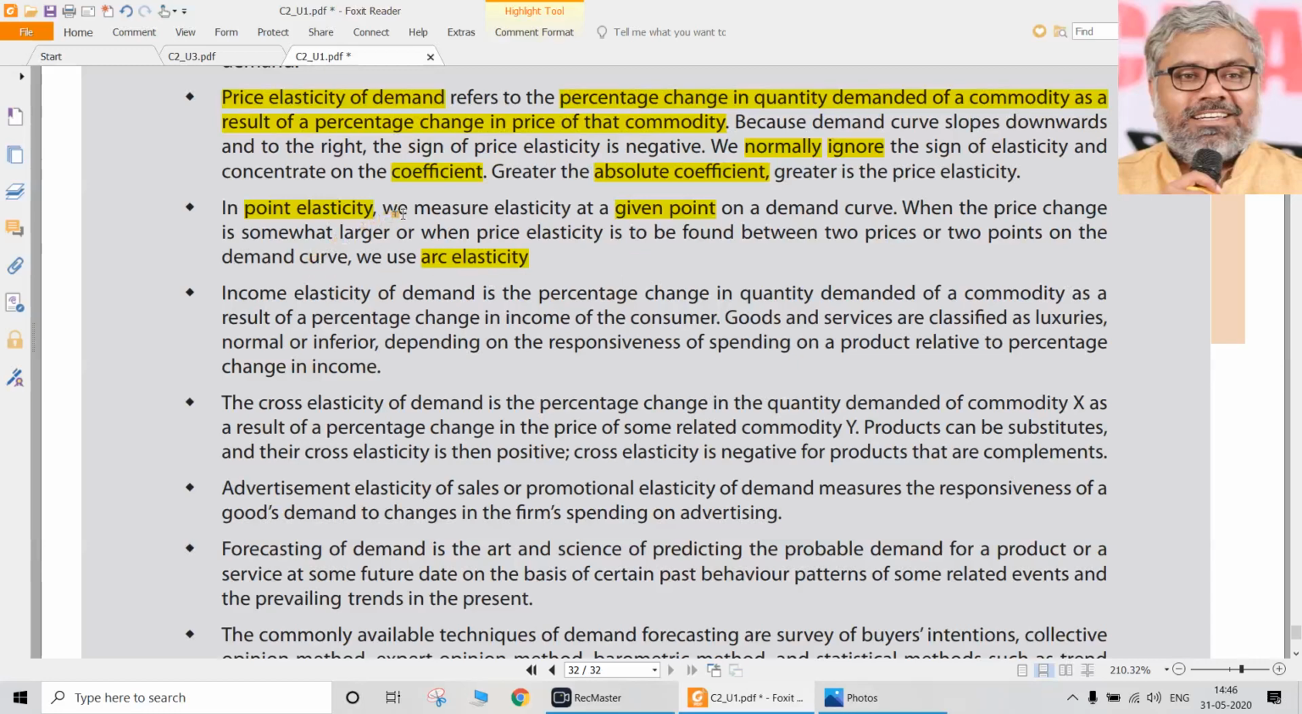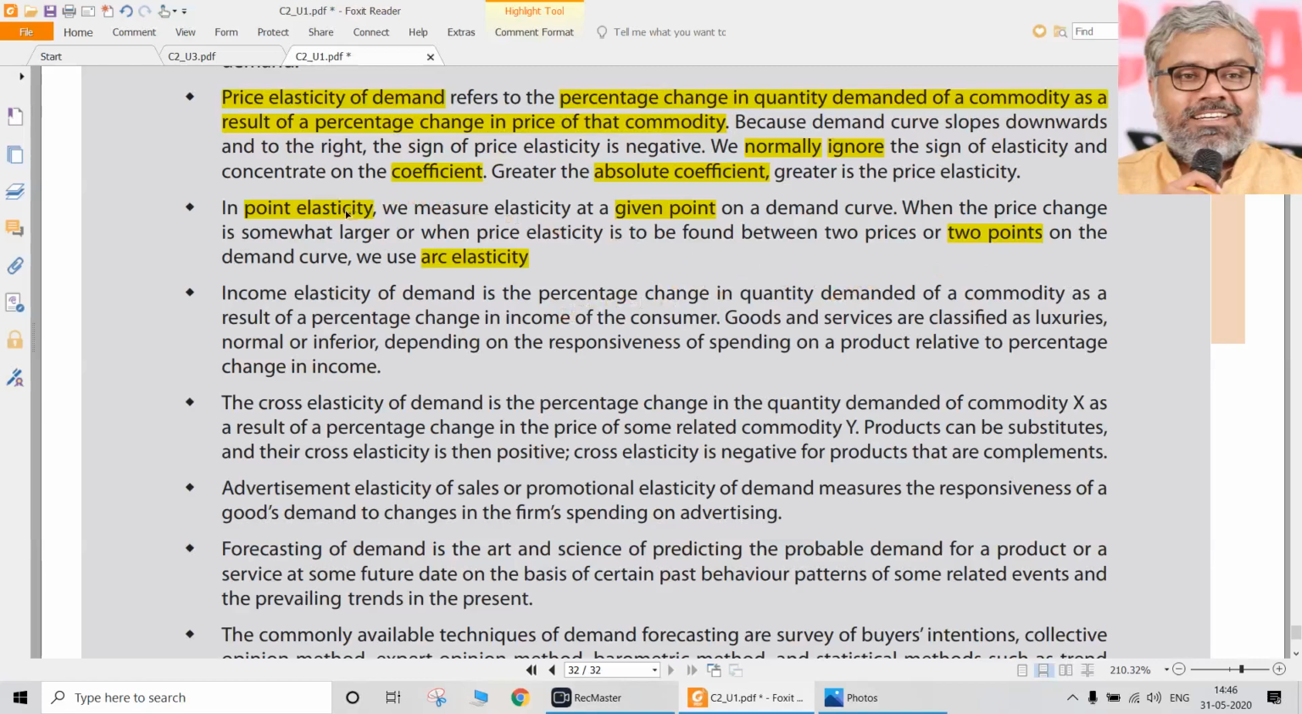Same way, if we want to measure the elasticity at a given point on the demand curve, we use point elasticity. If we want to measure the elasticity between two prices and two points, or let us call them two different points on the demand curve, then we use arc elasticity. So that is the basic difference between them theoretically. Point elasticity is used to measure the elasticity at a given point on the demand curve. Arc elasticity is used to find out the elasticity between two points on the demand curve.